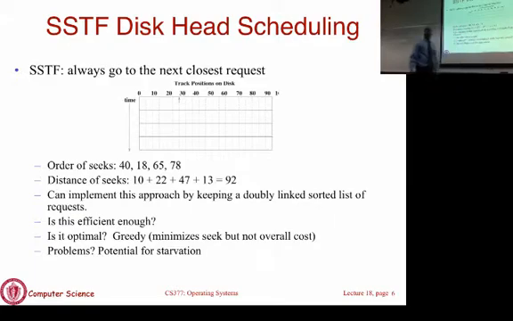And now you look at how many tracks the disk head traversed. You went from 30 to 40, that's 10. Then you went to 18, that's 22. From 18, you went to 65, that's 47, and then 13. So you traversed 92 tracks overall.